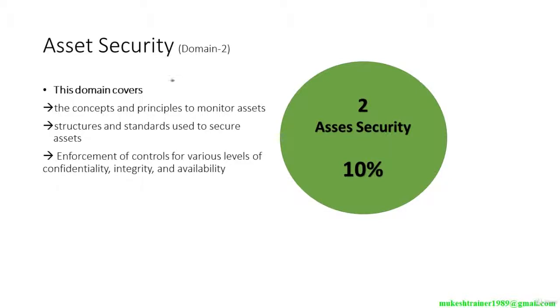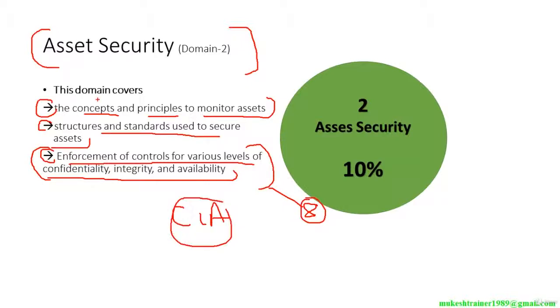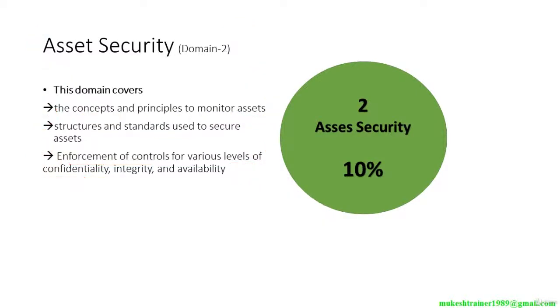The next domain we will be talking about is asset security. This domain is going to cover the concept of principles to monitor assets. Second is the structures and standards used to secure assets, and the third thing is enforcement of controls for various levels of confidentiality, integrity and availability. So, the third point will probably be discussed in all 8 modules, the CIA we will talk about it, but this is related to assets: how to monitor your assets, how to secure them, how to make some standards to secure them, and how to make various levels.